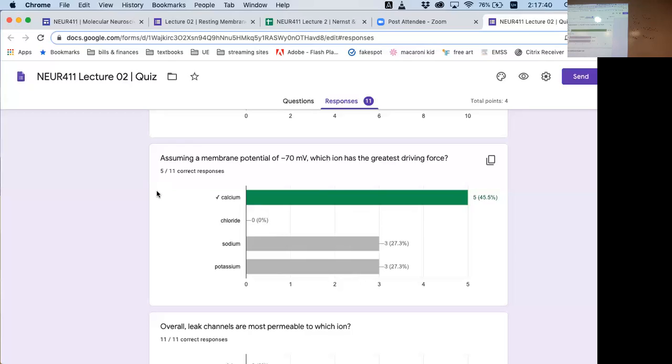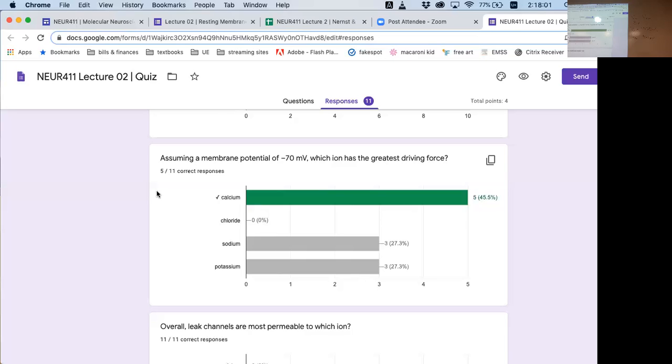So now what we have to ask is how far are these values from minus 70? This is 195 millivolts away. This is 6 millivolts away. This is 126 millivolts away. This is 30 millivolts away. 195 is the biggest of those numbers. So that's the greatest driving force.